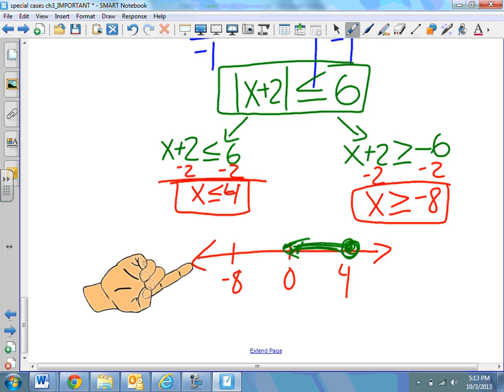But now let's finish up with the negative 8. Negative 8 says closed circle, and it's going the other way, right? So look, they're meeting halfway, right? That means that all the answers in here count. And that's it. What kind of problem is this? An and problem or an or problem? And, right?